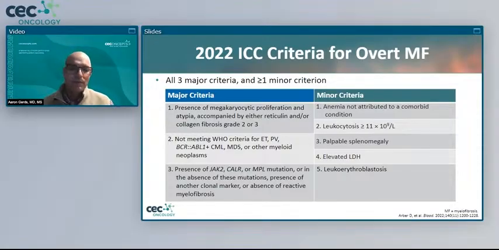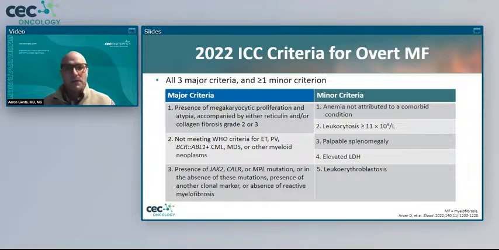The reason this prefibrotic category was included in this diagnostic continuum was that we were missing a lot of patients who didn't quite meet the criteria for essential thrombocythemia and didn't quite meet the criteria for overt myelofibrosis. And so we were losing a whole category of patients. This change was made to address that.